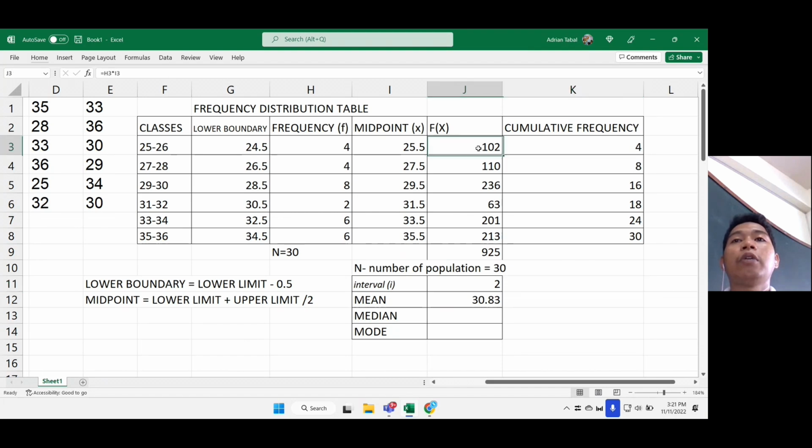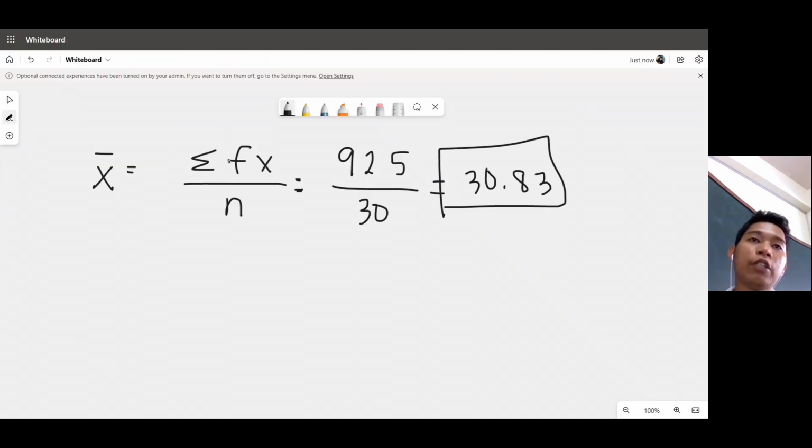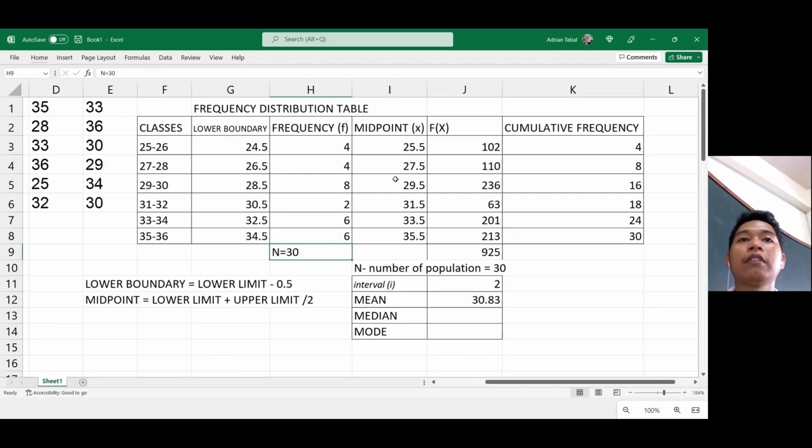For the mean, we're just going to add everything and divide it by n. The summation of fx over n equals 925 over 30 equals 30.83. So that is how we get the mean of the group data.